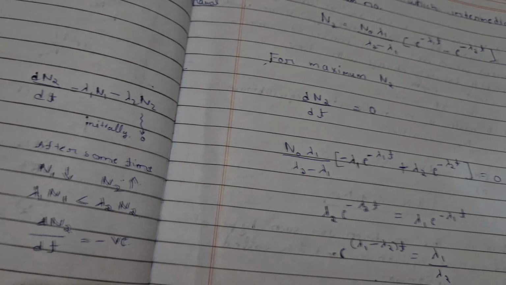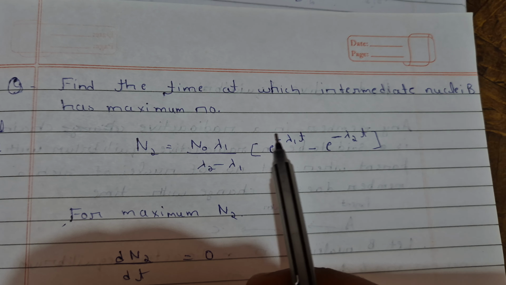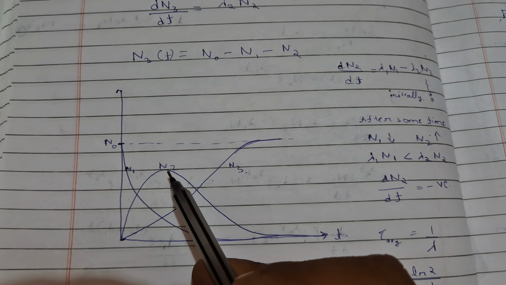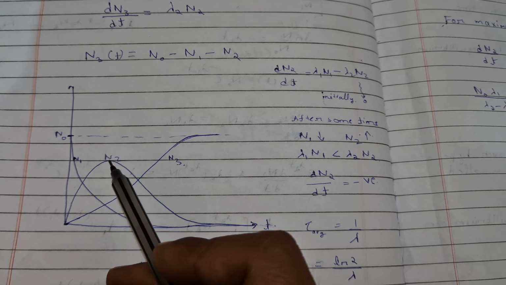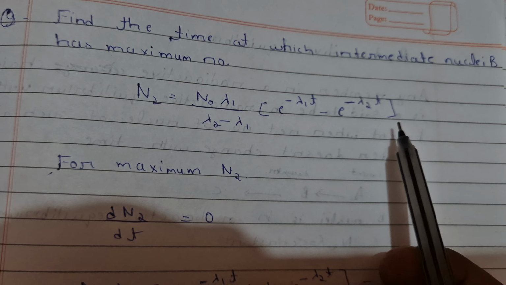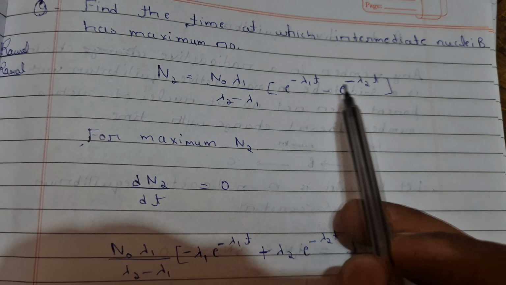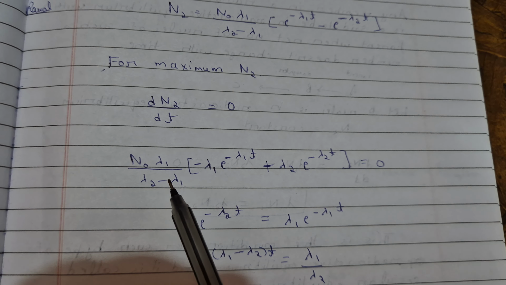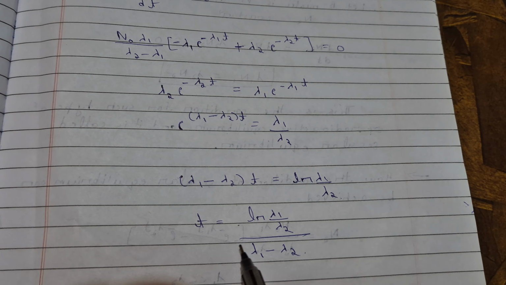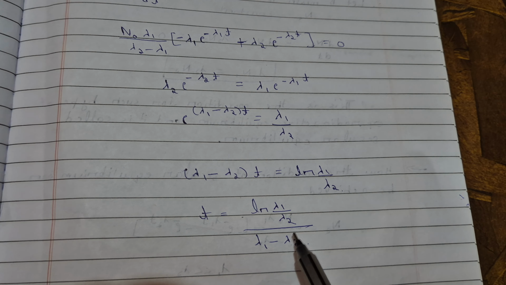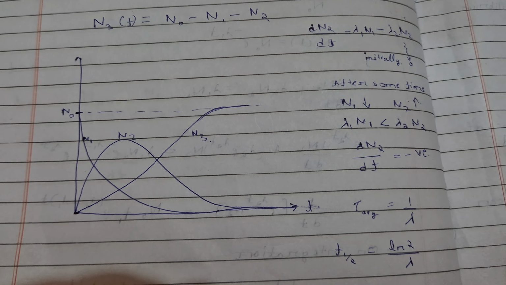Now there is one numerical based on this. Find the time at which intermediate nuclei B has the maximum number. For B we need to find the time at which n2 becomes maximum. So we put the slope equal to 0 and we can find the value at this point. This is your expression for n2. Now put dn2 by dt equal to 0. Just take the differentiation and it will give you this equal to 0. From here this whole thing will be 0, and you can calculate that the time will be natural log of lambda 1 by lambda 2 divided by lambda 1 minus lambda 2. So this will be the time at which the slope becomes 0, and this is the maximum value of B nuclei.